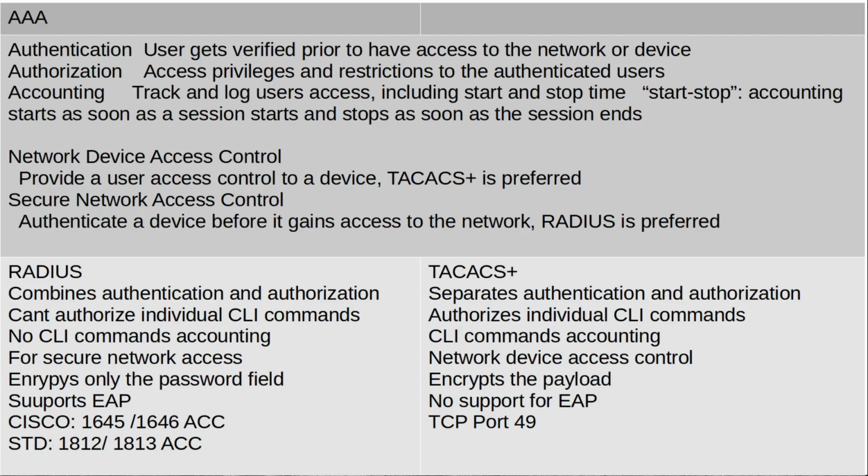RADIUS will only encrypt the password field, whereas TACACS+ will encrypt the payload. RADIUS will support Extensible Authentication Protocol, whereas TACACS+ will not. RADIUS will use several ports depending on the vendor. The standard is 1812 and 1813, but Cisco can use the ports 1645 and 1646, whereas TACACS+ will use the TCP port 49.